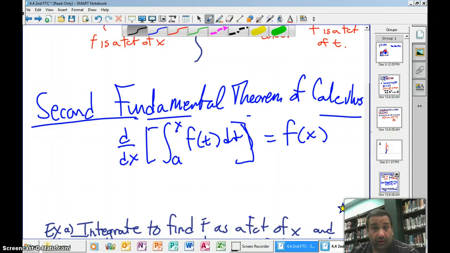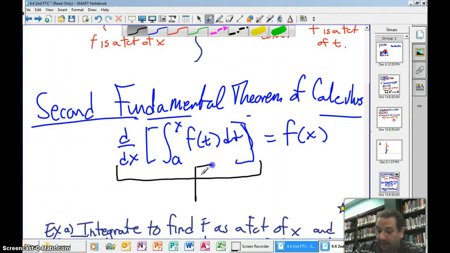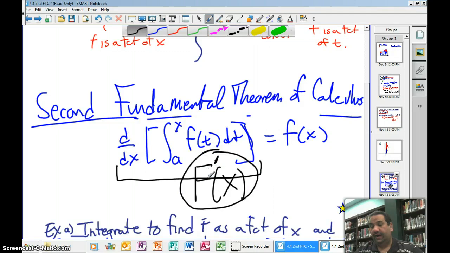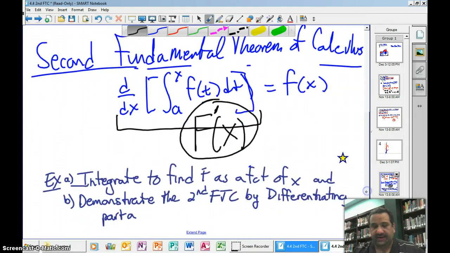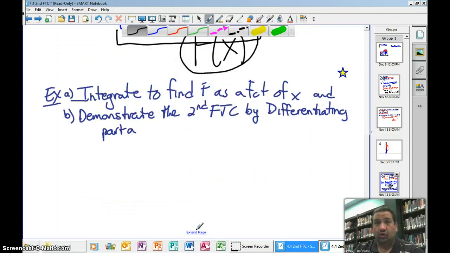This part is capital F of x, the integral, and this is the derivative. So the derivative of capital F of x is equal to that. There are at least 5 questions on the AP exam regarding the second fundamental theorem. Let's do one. Once again, I think it's easier to do problems than to talk about the math behind it or where it comes from.